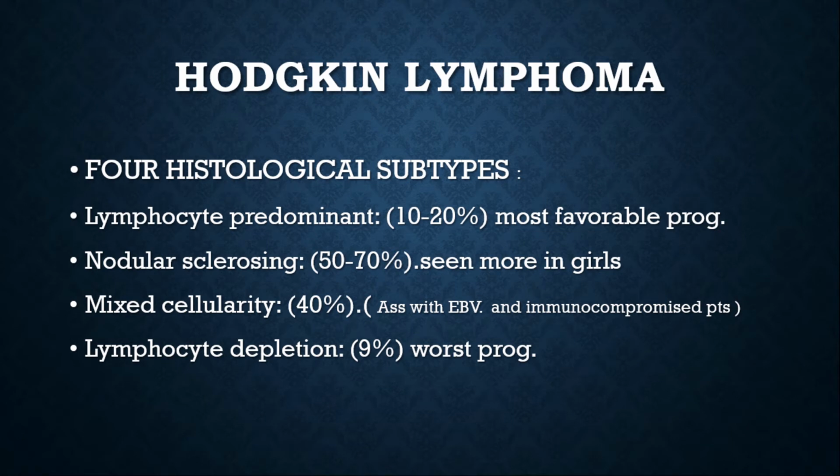Hodgkin lymphoma has 4 histological subtypes: lymphocyte predominant, nodular sclerosing, mixed cellularity, lymphocyte depletion. The commonest type is the nodular sclerosing, seen in about 50 to 70% of the cases. And this type is seen more in girls, in contradistinction to Hodgkin lymphoma in general, which is usually more common in boys.